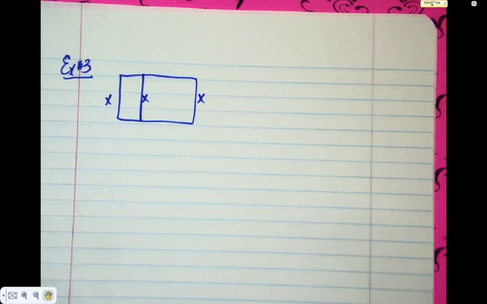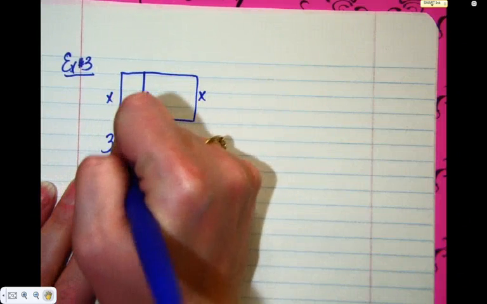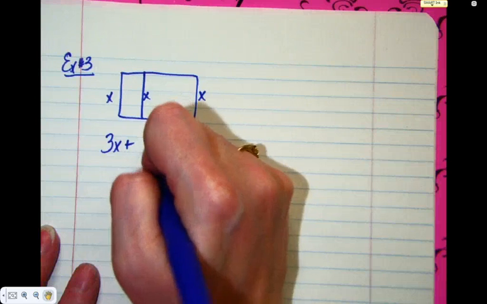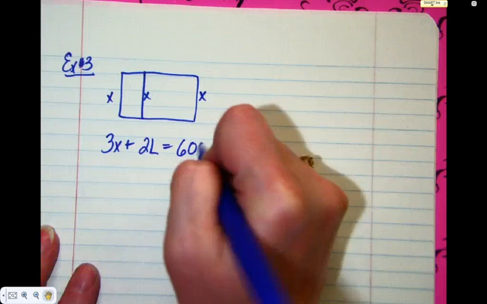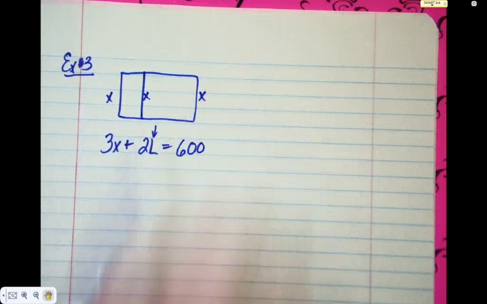Let's call something x. What would you like to call x? So this is x, this is x, this is x. We got to figure out what the other thing is in terms of x. So we know that 3x plus 2l's has to be 600. And we're assuming we use all the fencing, that there's none left over. What are we trying to isolate here? L. How do we get rid of 3x?